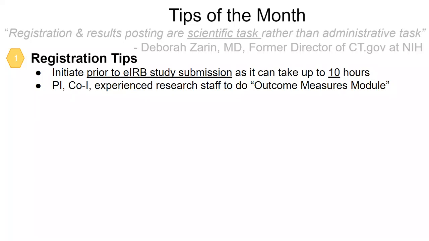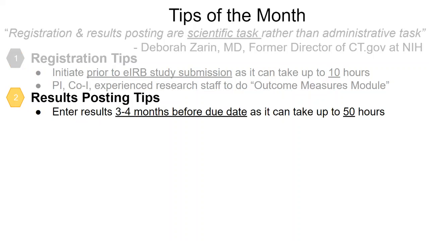Initiate CT.gov registration prior to ERB submission. This is very important, because according to NIH estimates, it can take up to 10 hours and the review cycle may take up to 7 days. And again, the PI, or whoever understands the clinical trial design, should do the outcome measure module, because this module is considered a scientific module.